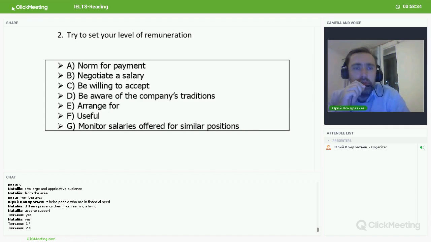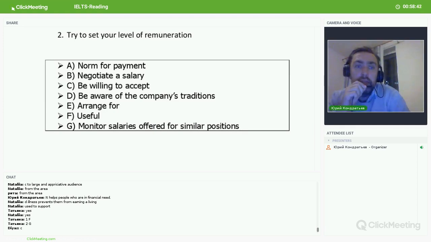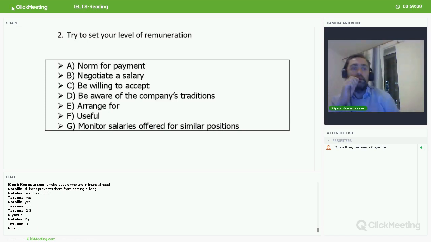Monitor salaries of similar positions. No. To monitor means to try to have a look and find out. Salaries and remuneration, I agree, but your level, and here it's similar positions. Number C, be willing to accept. No. What other variants? C, G, B. Negotiate a salary. Yes. So to negotiate is try to set a salary means your level of remuneration. So you try to negotiate a salary.